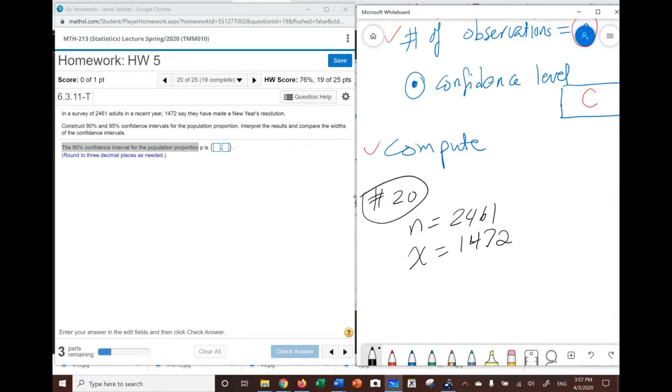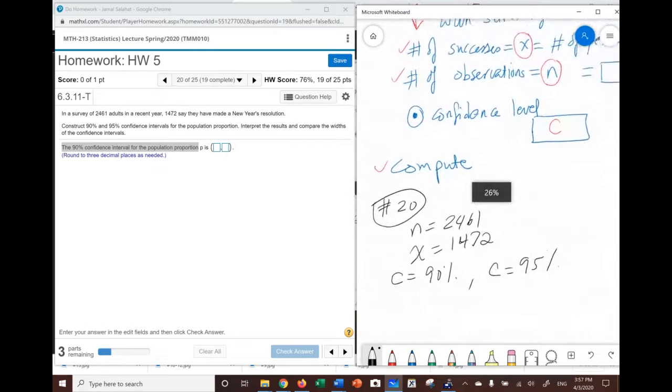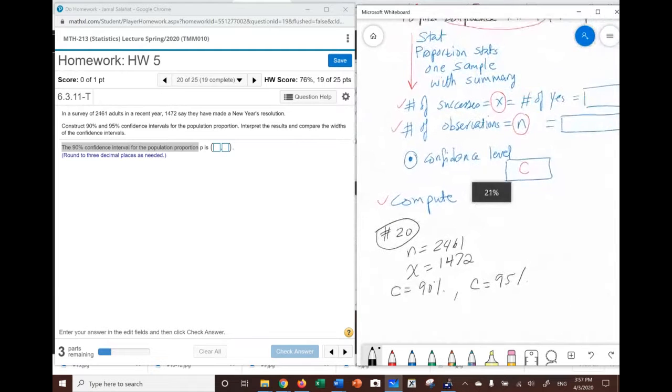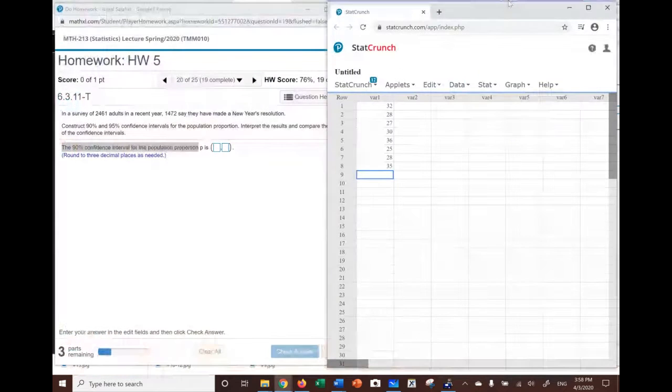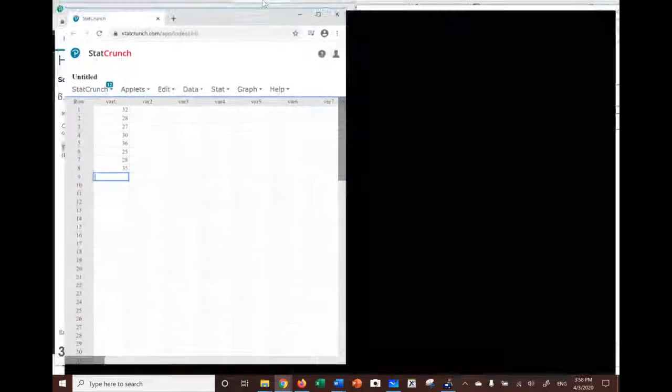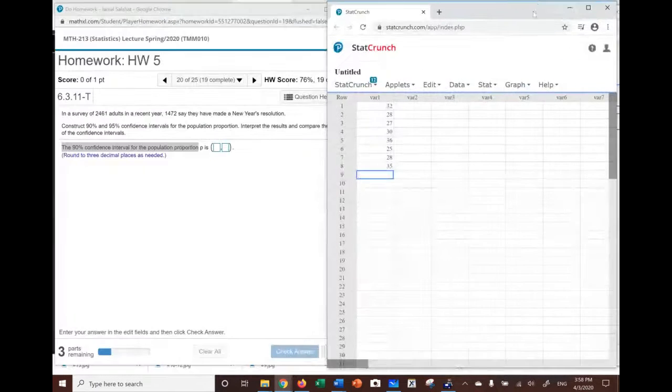In the question in here, there are two requests actually. We want to build an interval for 90%, and we're going to build another one for 95%. So let's do the 90% first. Then we're going to go afterwards to the 95%. So I minimize the screen a little bit in here to make sure that you can see it. And I'm going to open StatCrunch to the side in here, and I'm going to follow those steps.